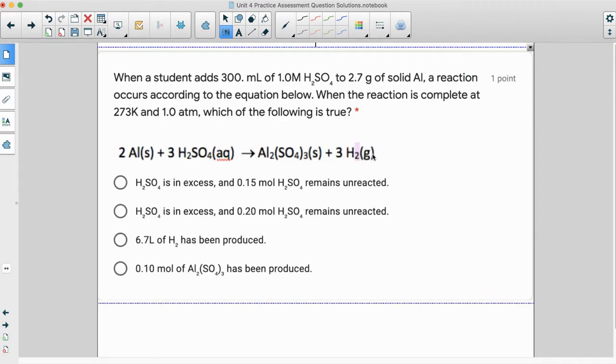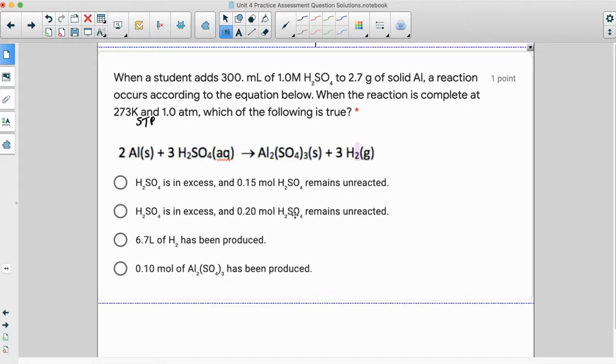This next problem, again, it's giving us some reactant amounts, and the reaction is complete at these conditions right here. This is STP, actually. That's a good thing to recognize, that we're at STP. And we need to figure out which one of these is true.